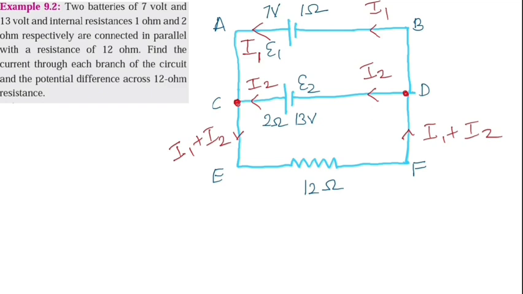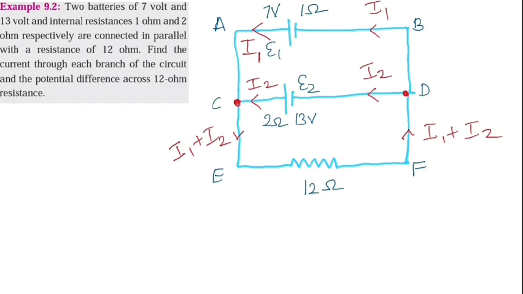Now the first step of our solving process is to find the junction. Can you find the junction? There are only two junctions here, C and D. Actually there are more junctions, but we will consider the more number of wires. So more number of wires are passing through only two points, that is C and D.